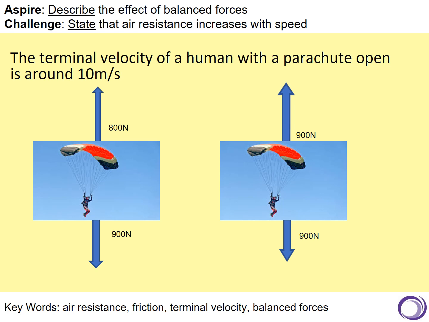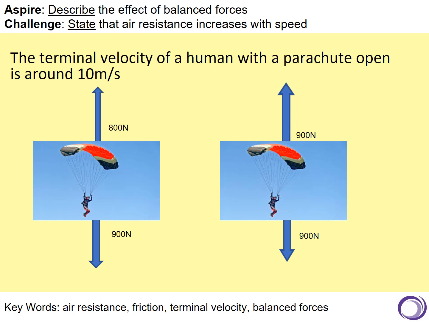So, terminal velocity with a parachute open. If this person now opens up his parachute, then his terminal velocity slows right down to 10 meters per second, which is then safe to land. His weight is always going to stay the same. It's always going to be 800 newtons.